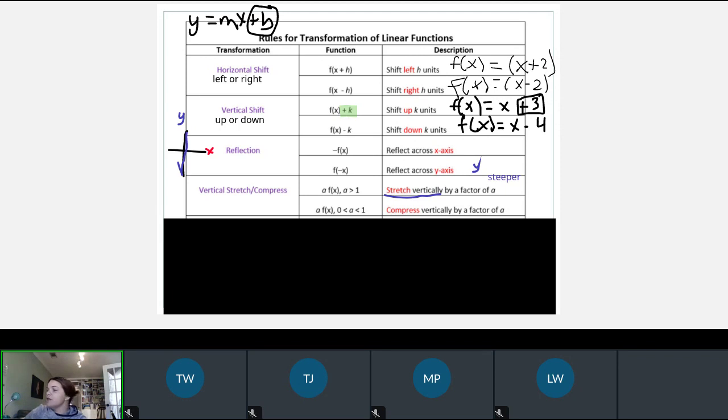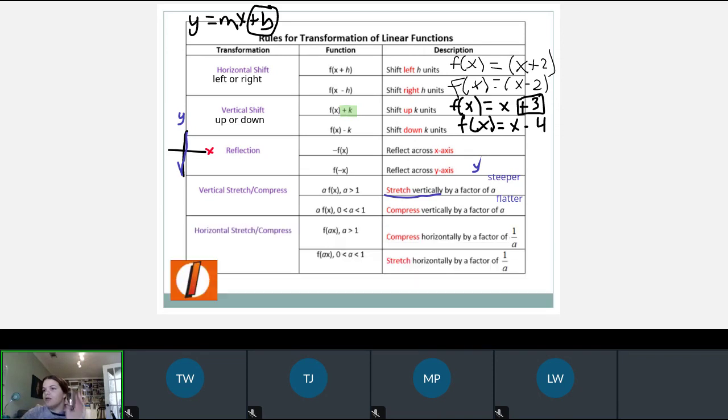Okay, if the number in front of your x, if a is between 0 and 1, so if it is a fraction where the bottom number is bigger than the top, it is going to become flatter. It's going to look more like a flat line. So that's called a vertical stretch or a vertical compression. Sometimes we call them shrinks instead of a compression. You might think of it as shrinking the line.